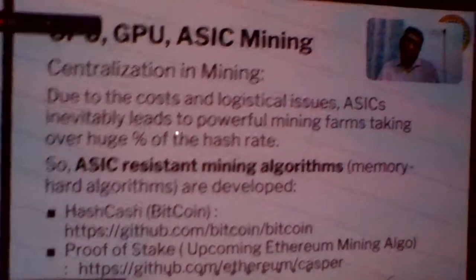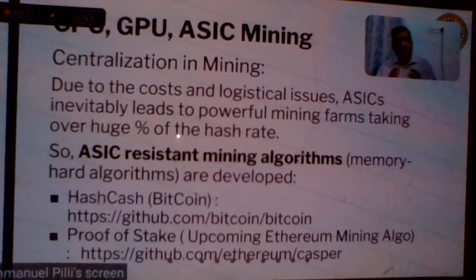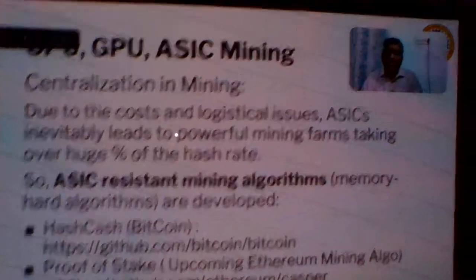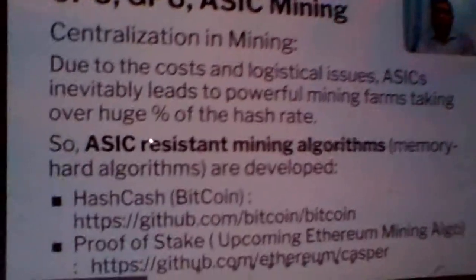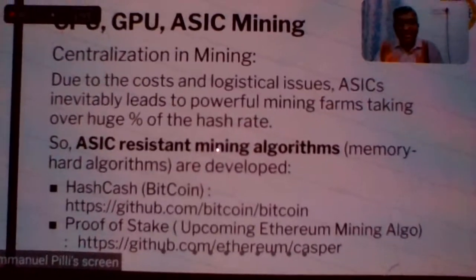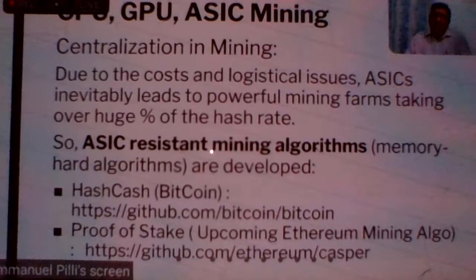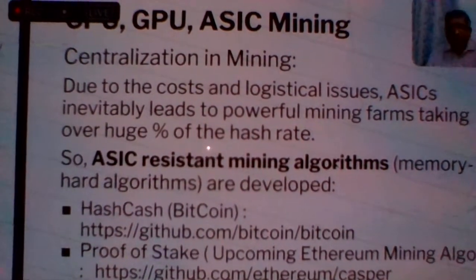Or each time you try to build a new mining algorithm, a new ASIC or a new quantum computer, the algorithm is slightly modified or changed, and then you have to do the whole process again, and creating hardware is going to be difficult. So ASIC-resistant mining algorithms were developed, like Hashcash.